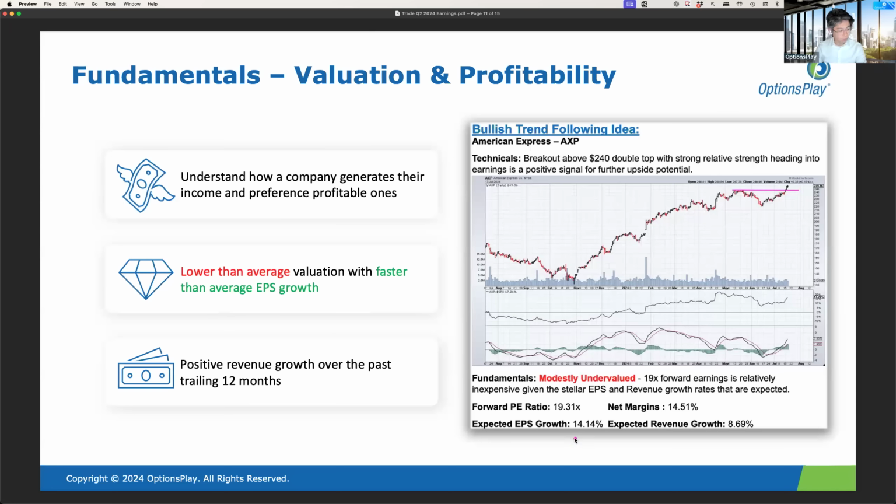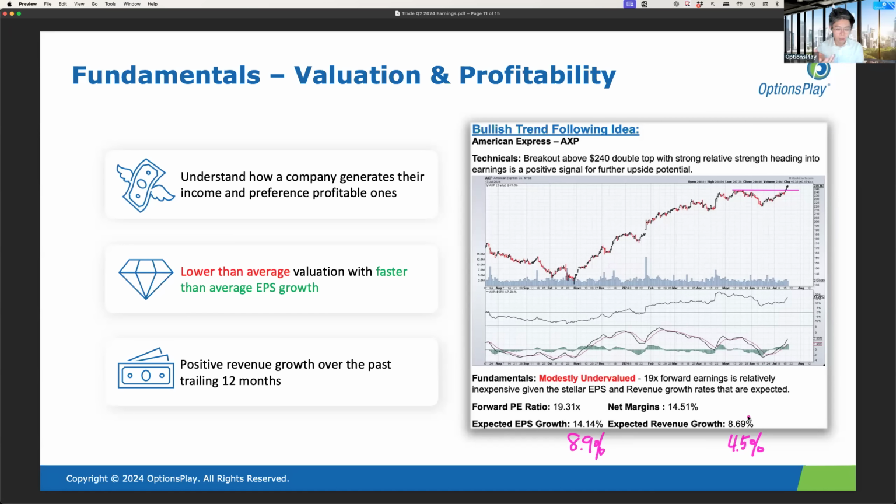So the average was 8.9% for the S&P, and the revenue was like 4.5, I said. So as you can see, the expected growth rate for American Express is quite a bit higher than the average S&P 500 stock in terms of earnings, and quite a bit higher in terms of revenue. And like I said, revenue is much harder to manufacture than EPS.